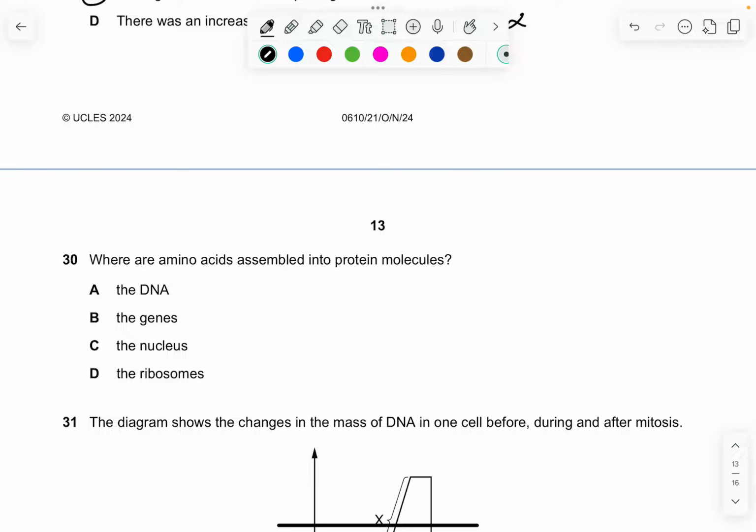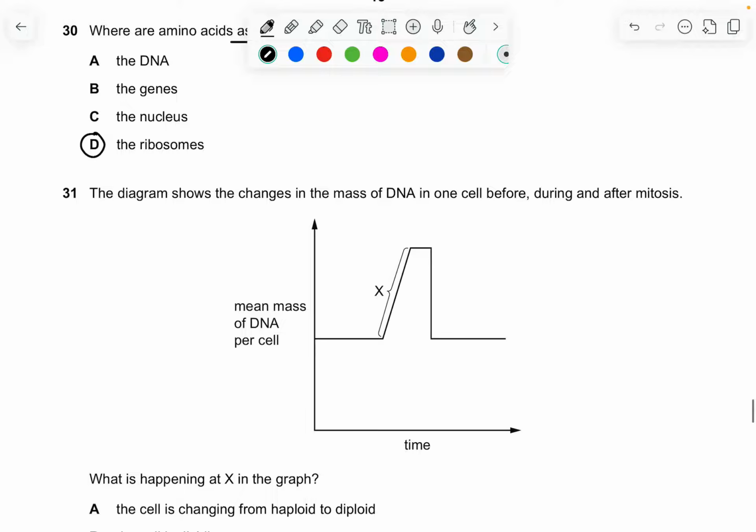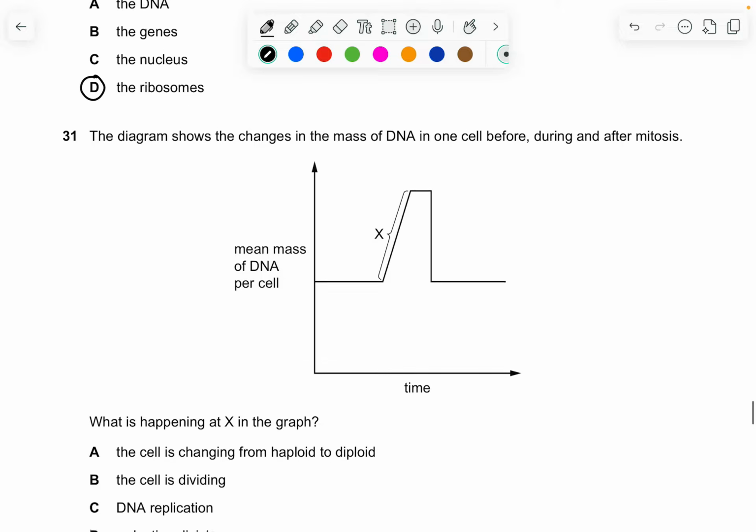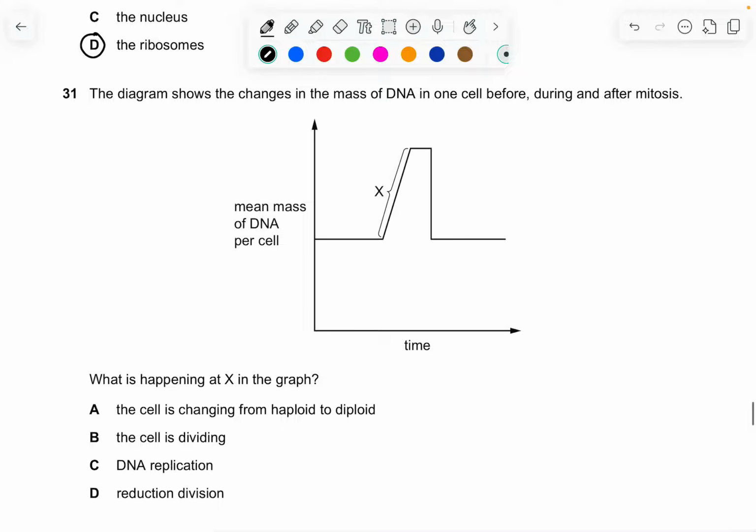Question 30. Where are the amino acids assembled into the protein? So this is one of the questions that goes by the definition. Assembled into protein molecules is where translation happens. So the site of translation is the ribosomes. Question 31. The diagram shows the changes in the mass of the DNA in one cell before, during and after mitosis. What is happening at X?